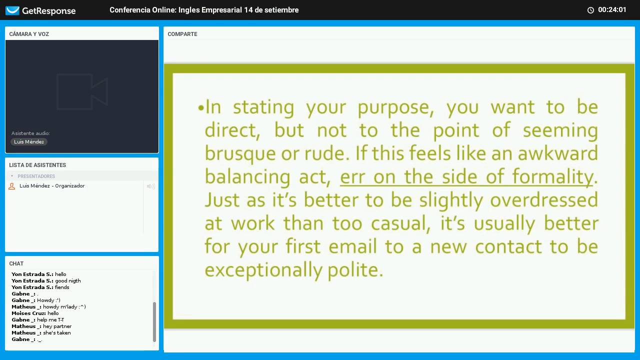Yeah? Just as it's better to be slightly overdressed at work than too casual, it's usually better for your first email to a new contact to be exceptionally polite. This is what we're trying to say here. Okay? Maybe it's better for you to be extremely formal than to be rude. So let's not take risks on this. In order not to take risks, try to be as formal as possible. The more formal, the better, at least in this case. Yeah?